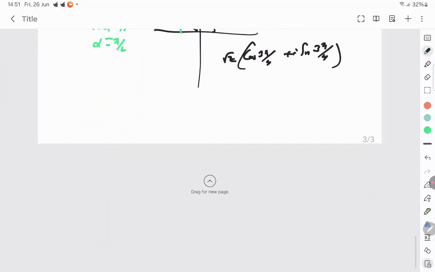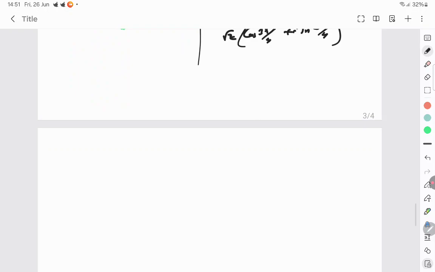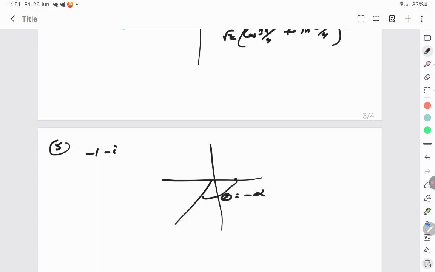The teachers would complicate it a little in school. This is such an easy way. So let's go to the fifth question. Minus 1 minus i. Both are negative. This is your theta, which is on the negative side. Theta is equal to minus alpha. What is your alpha? Which is 1. Alpha is pi by 4. Theta therefore is minus pi by 4.